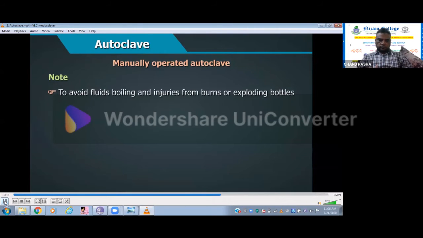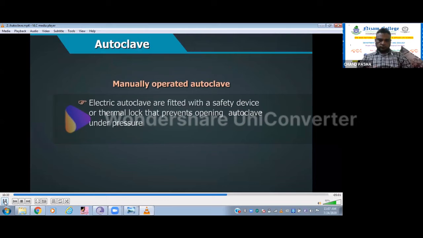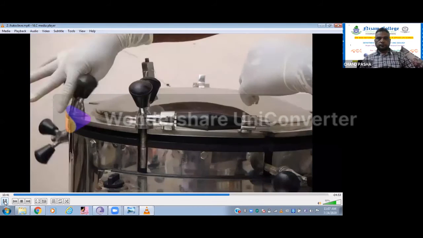Important: to avoid fluids boiling and injuries from burns or exploding bottles, never open the draw-off cock or air cock or attempt to open the lid of an autoclave until the temperature has fallen to below 80 degrees centigrade and the pressure reads 0. Some models of electric autoclave are fitted with a safety device or a thermal lock that prevents opening when the autoclave is still under pressure.